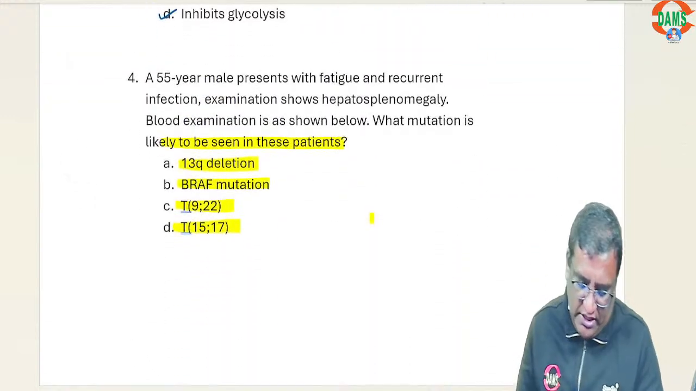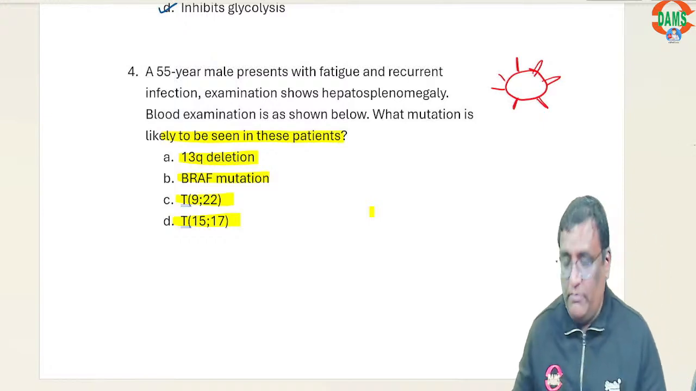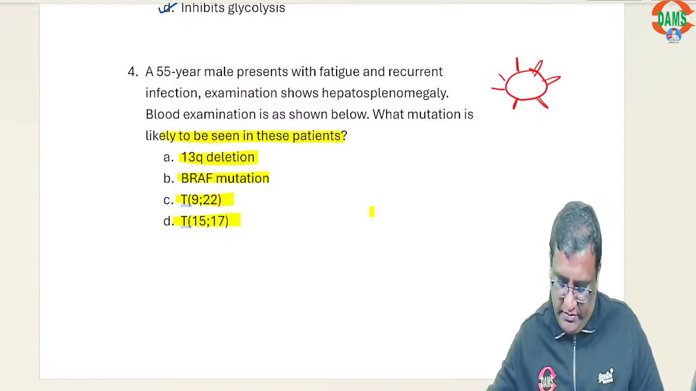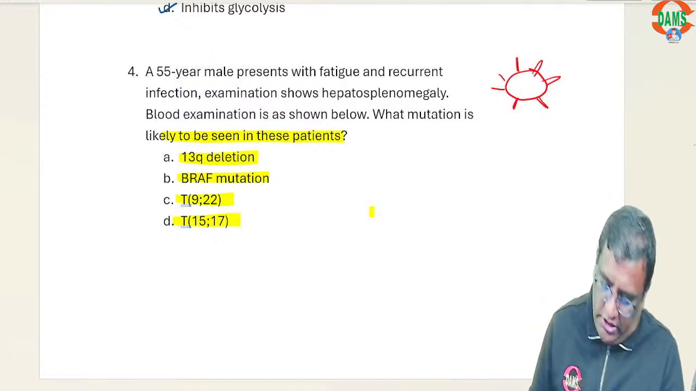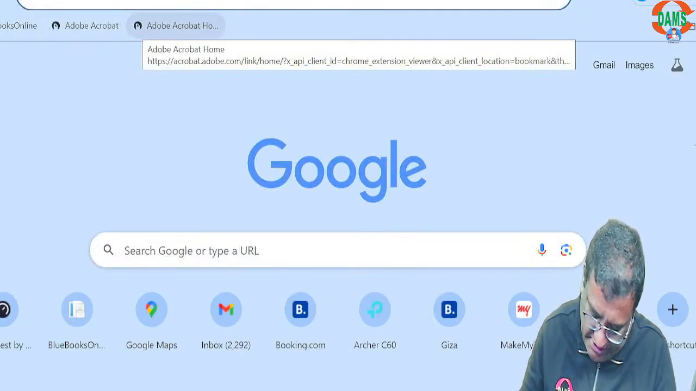Actually, I had given a cell with hair-like projections. So this was the image that was given to us. Assume this was the image. Somehow it has got messed up. I'll try to add that image here. Okay, so yes, cells with hair-like projections, hairy cell. That was the image that I had added.